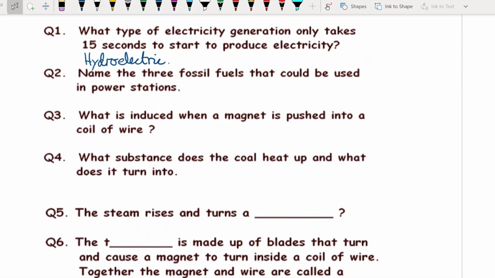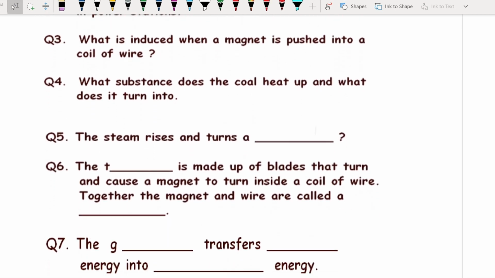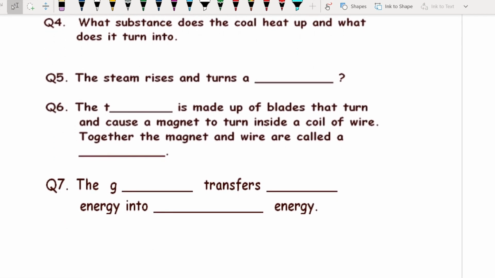I'll go over that last one again. The generator transfers kinetic, remember that's movement energy, kinetic energy into electrical energy. And that's really the real clever part of the power station. I was able to turn it from kinetic into electrical.